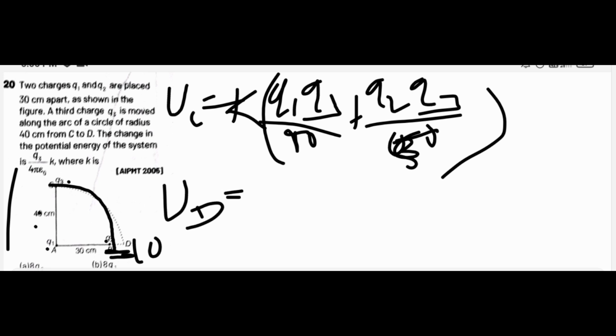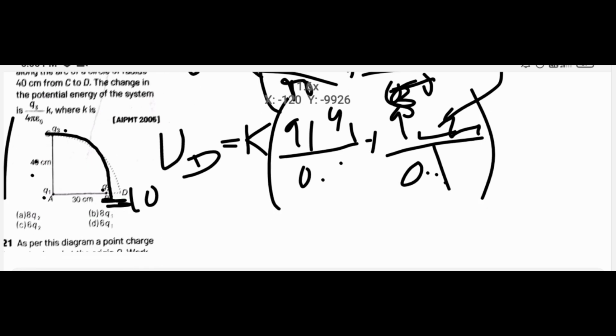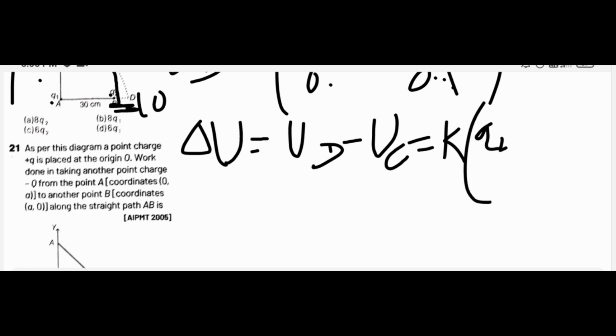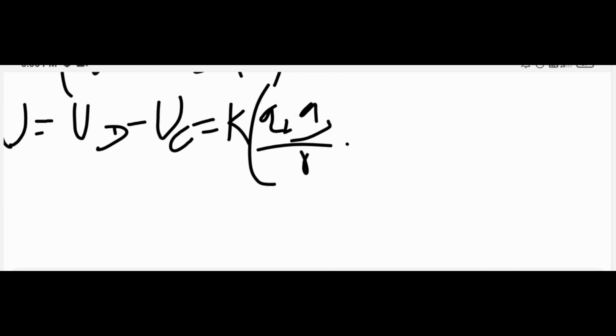Ud is equal to k into q1 q3 by 0.4 plus q2 q3 by 0.1. After that, the change in potential energy is asked, that is Ud minus Uc. Change means Ud minus Uc. So it is k times q2 q3 by 0.1 minus q2 q3 by 0.5.